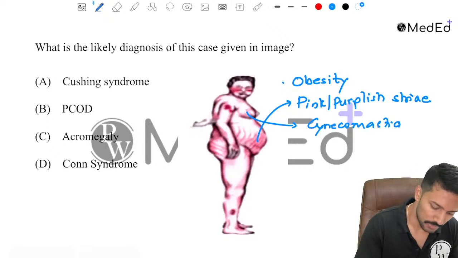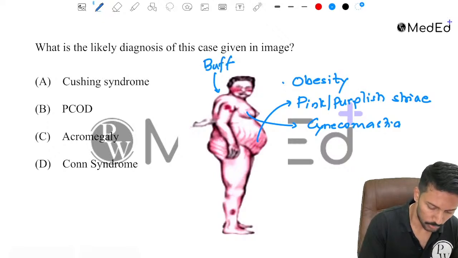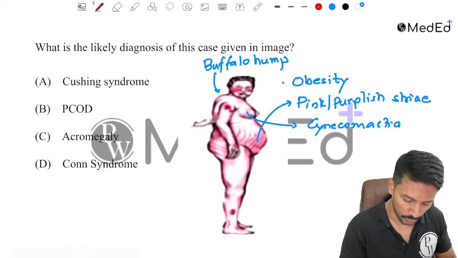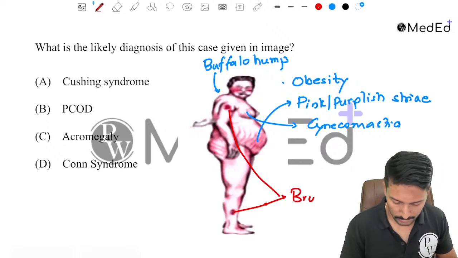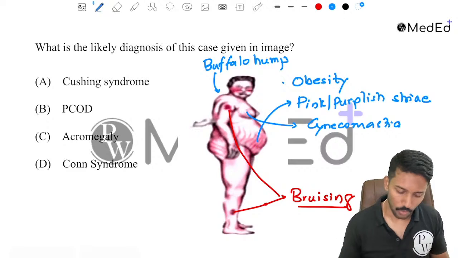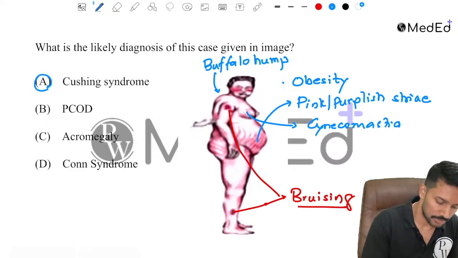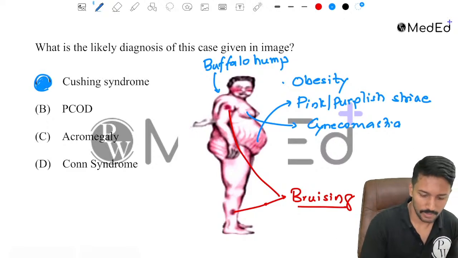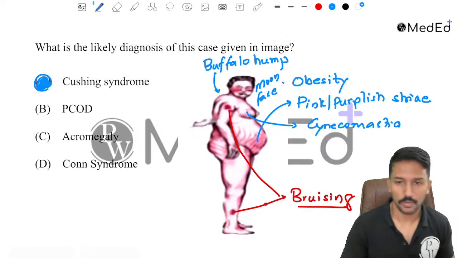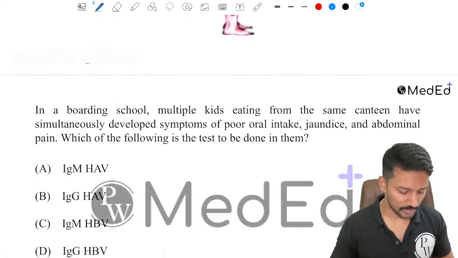Then the fourth thing you might notice here is, what do you call this? Buffalo hump. Buffalo hump, the fat pad on the neck. Okay, what else you will notice? Here and here there is bruising. Right, all of these are pointing towards what this is. All of them are suggestive of Cushing syndrome. So this image is a case of Cushing syndrome. Yeah, moon face also. Moon face, Chand se roshan chehra. Okay.